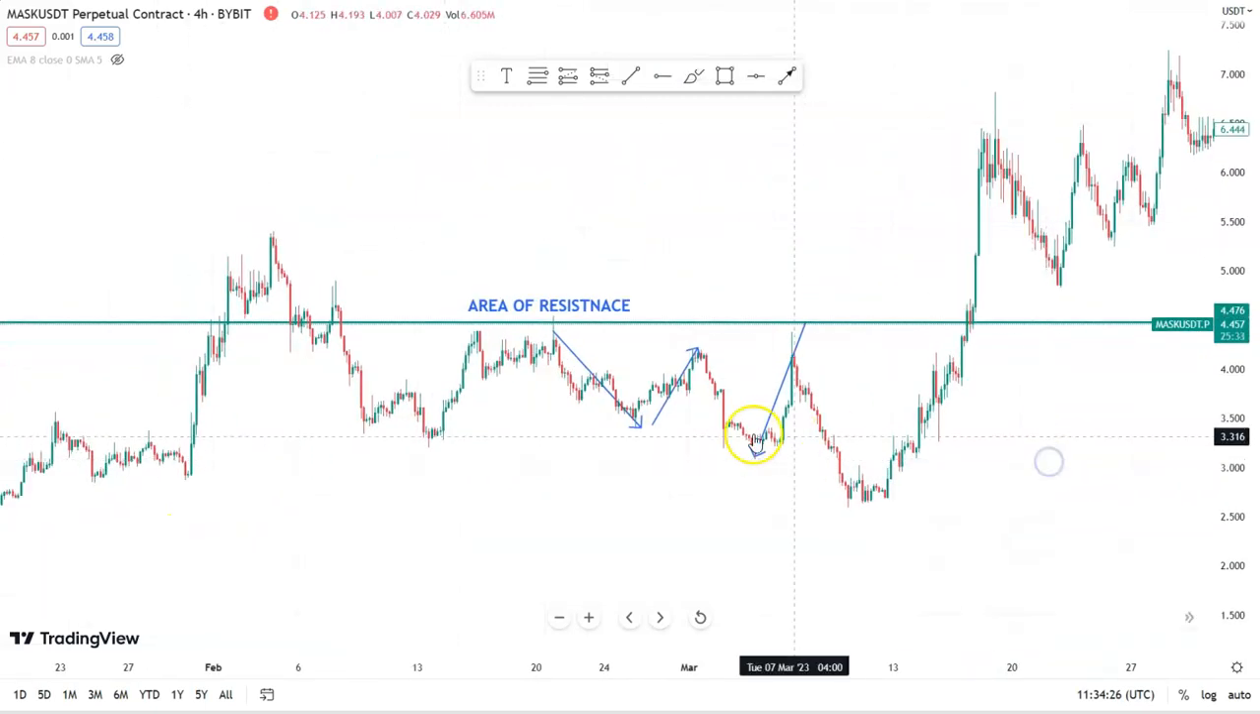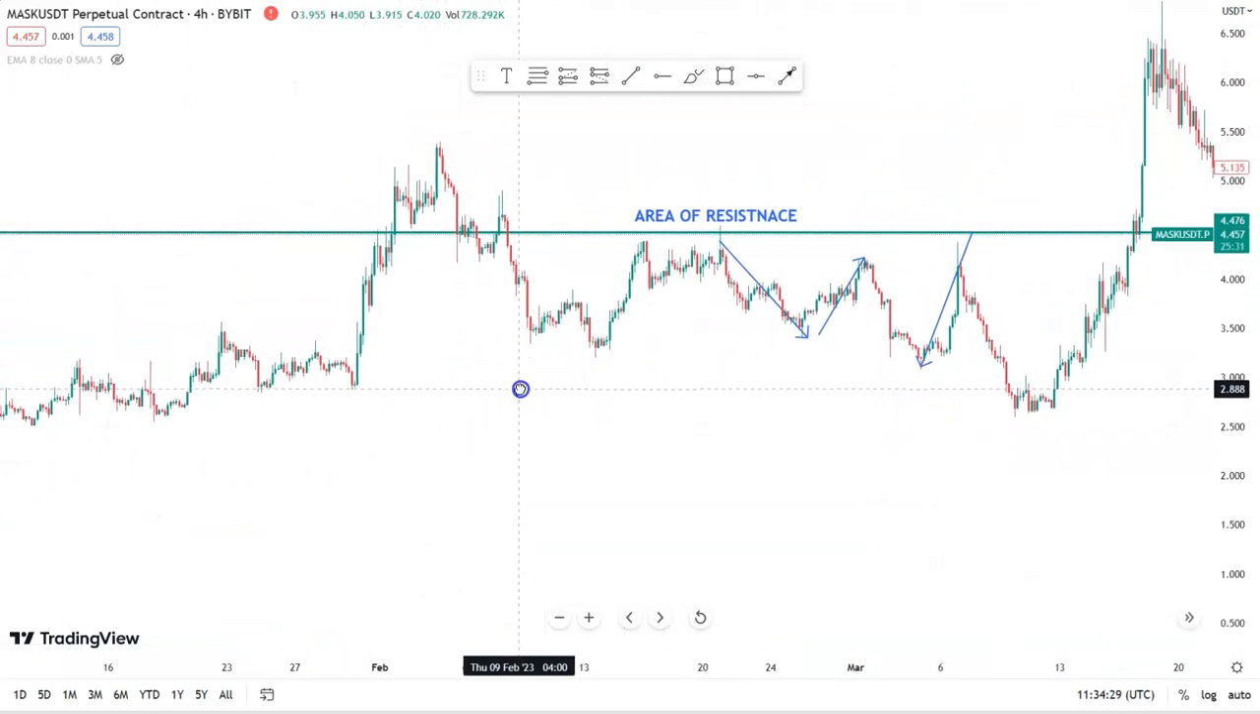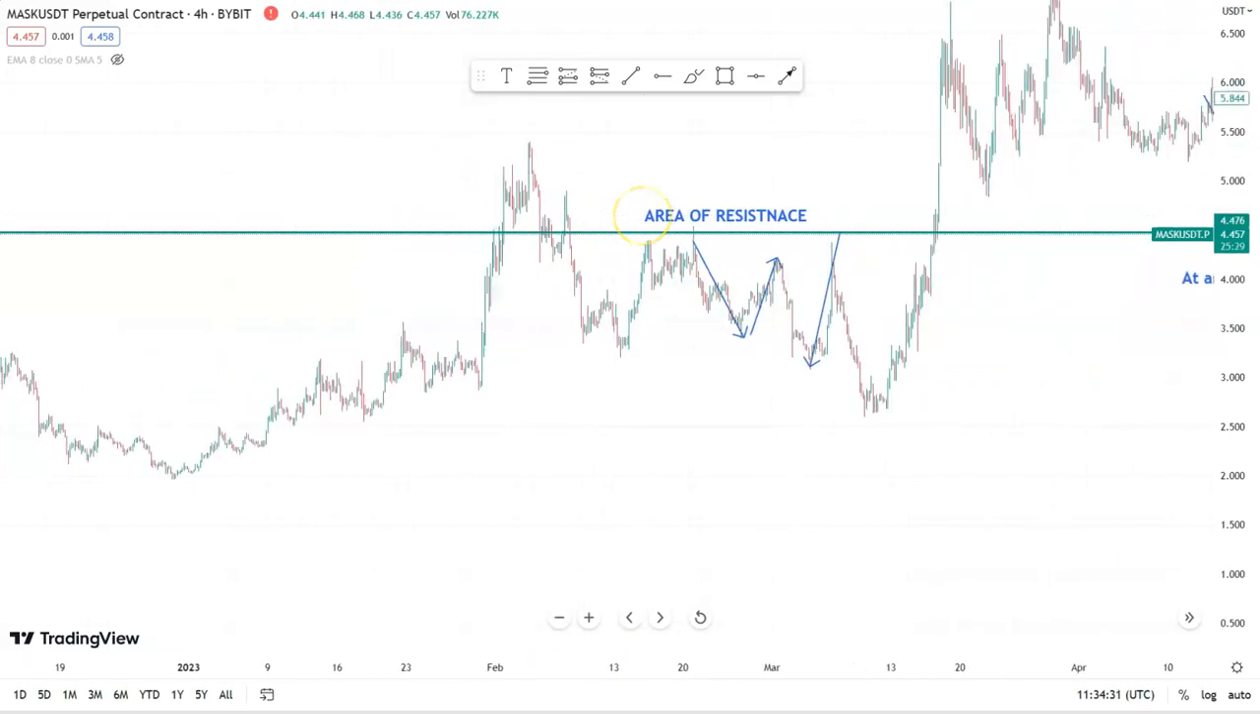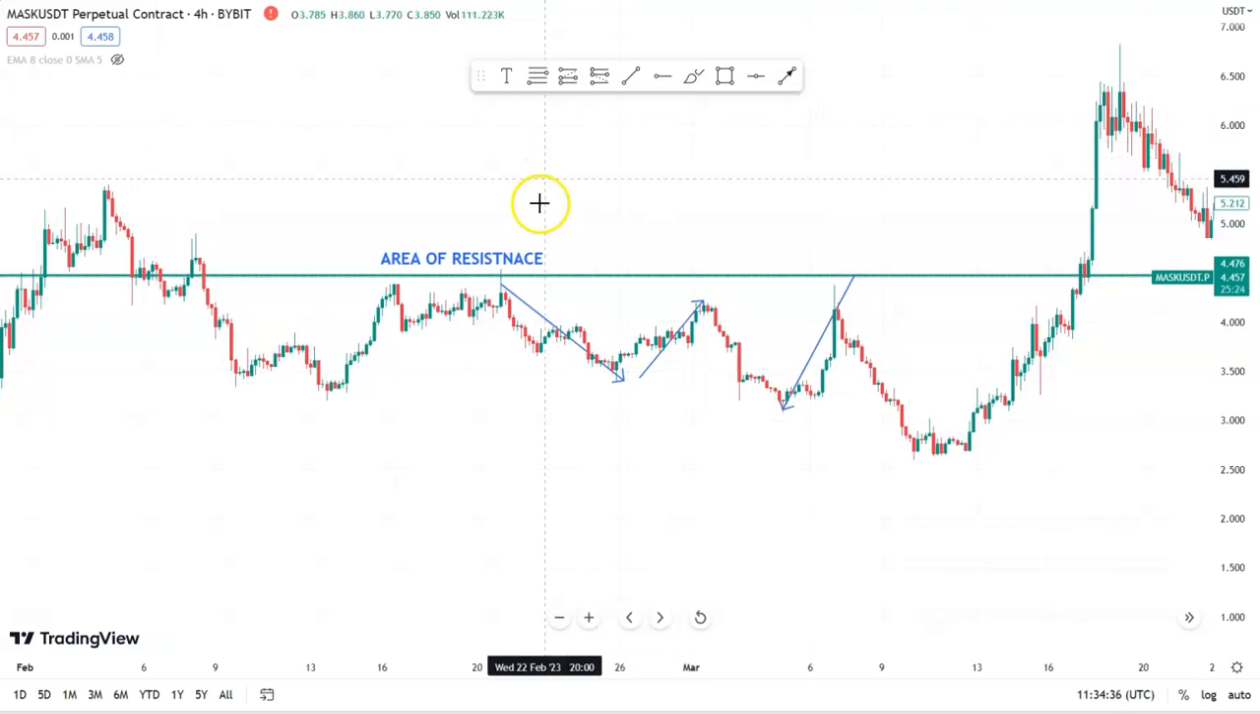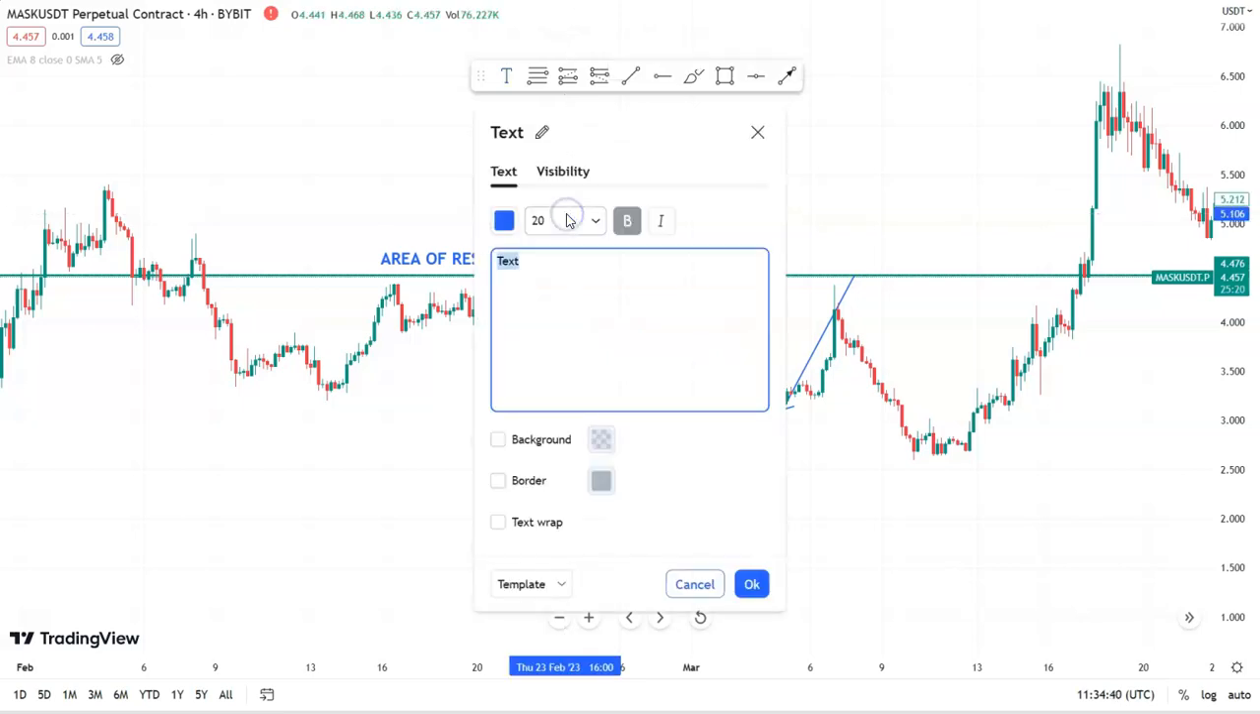And at an area of resistance, when price is going up like this, and there is an area resisting the price from going up, something like what we have here, then you'll be looking for selling opportunities or shorting opportunities. At an area of resistance, you look for sell trade or sell opportunities. So that's how support and resistance works.